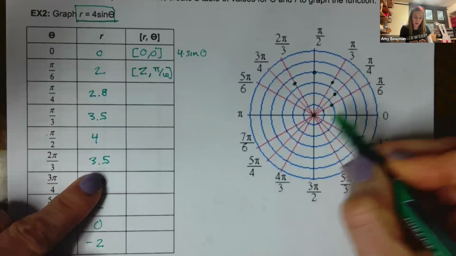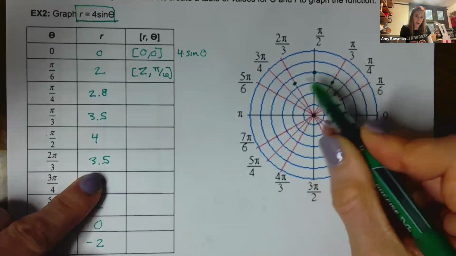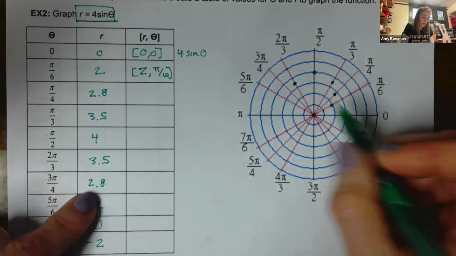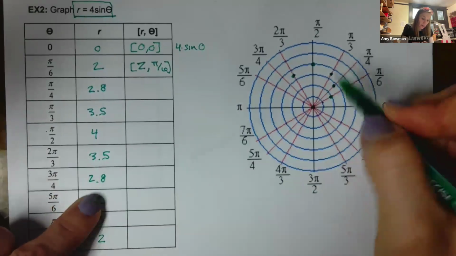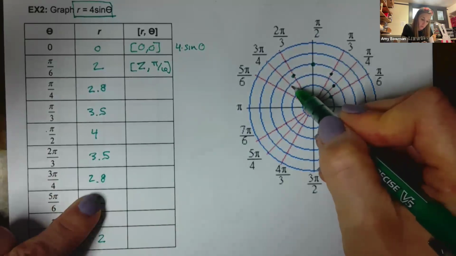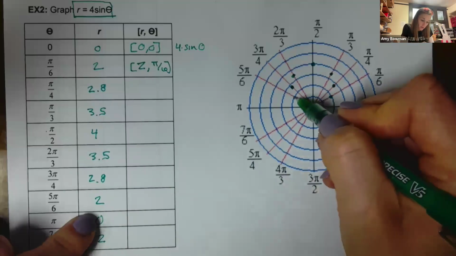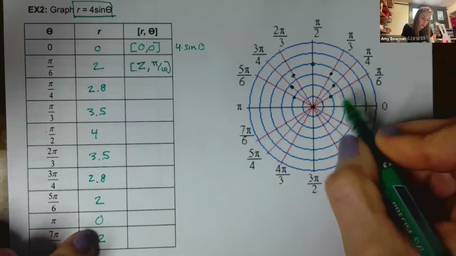So if you pause right here and look at what is taking shape, it looks like maybe a circle. Let's just keep going. So 3 pi fourths, 2.8, 2.8-ish, right here. 5 pi 6, and we go out 2. Pi, we go out 0.